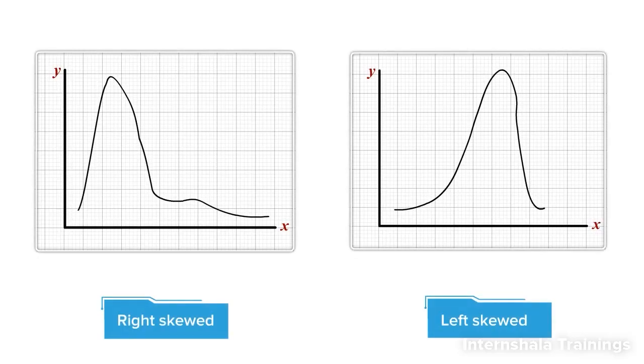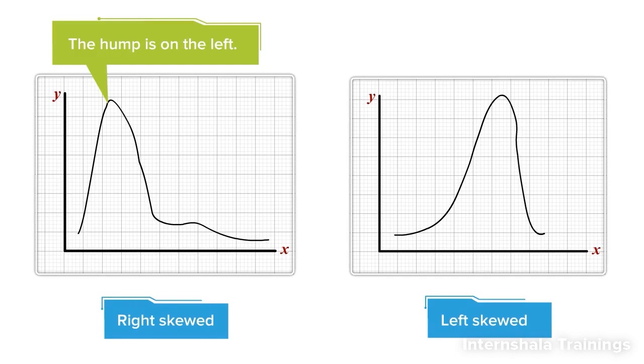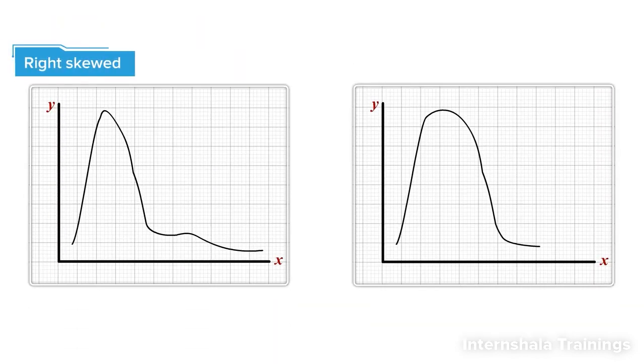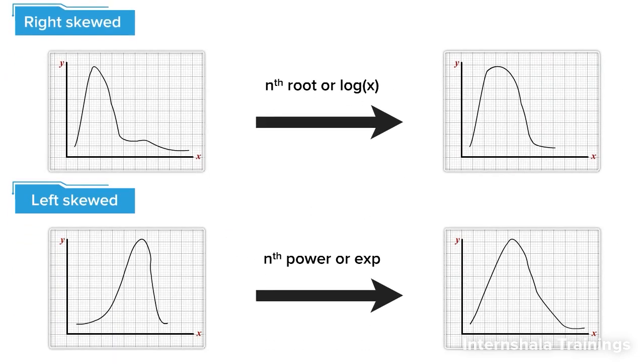Please note that when we say data is right skewed, we mean that the peak or the hump is on the left, and when we say that the data is left skewed, the peak or the hump is on the right. Note that for right skewed or positively skewed distribution, we take square or cube root or logarithm of variable, and you can say the nth root as well. And for the left skewed or negatively skewed, we take square, cube or exponential of variables. This is called feature transformation.